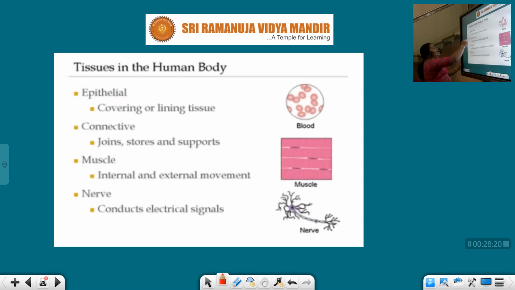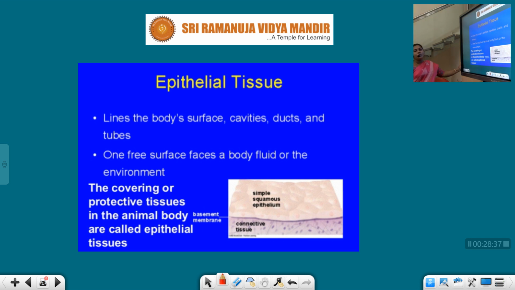Tissues in the human body. Epithelial covers or lines the tissues. Connective joins, stores and supports. So simply, connective tissue supports and mainly helps in the joining purpose. Muscular tissue gives internal and external movement. Nerves conduct electrical signals and help in the movement of the signals from one cell to another cell.